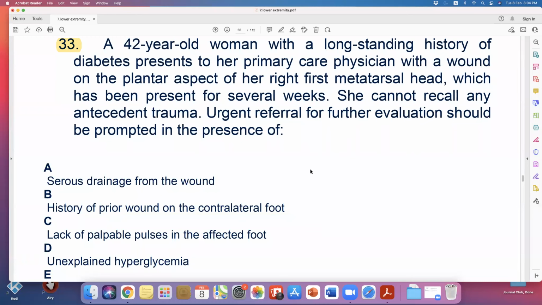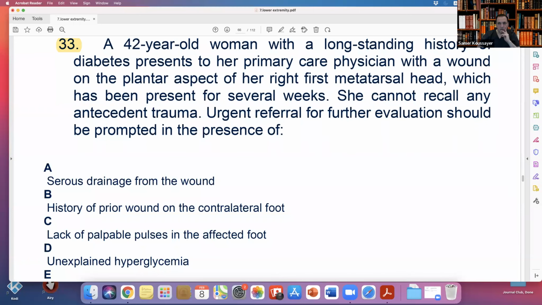I'll start with 33. A 42-year-old woman with a long-standing history of diabetes presents to her primary care physician with a wound on the plantar aspect of her first metatarsal head, which has been present for several weeks. She cannot recall any antecedent trauma. Urgent referral for further evaluation should be prompted in the presence of which of the following?